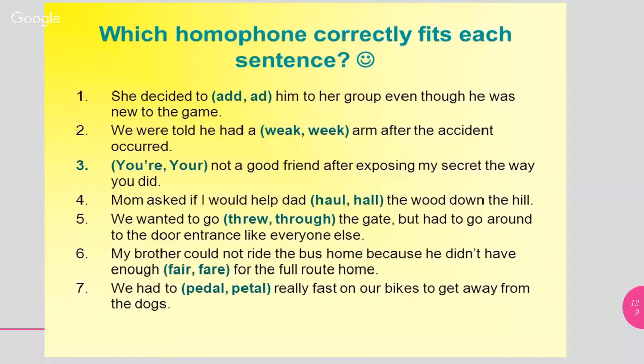Your. Y-O-U apostrophe R-E or Y-O-U-R, which is correct? You're not a good friend after exposing my secret the way you did. So you are, the contraction. So you are, Y-O-U apostrophe R-E.